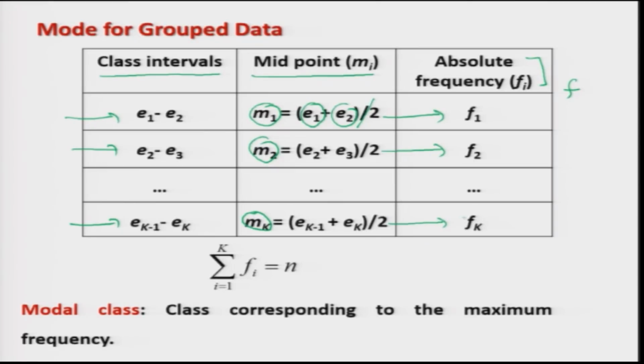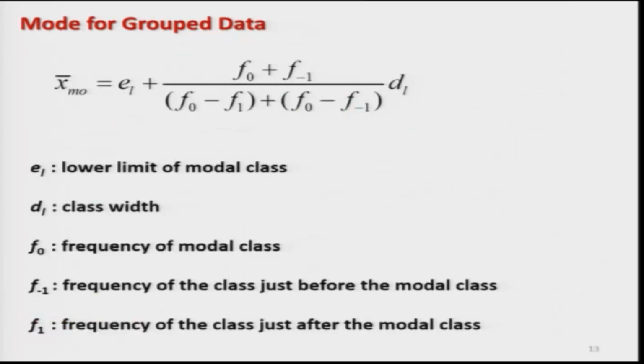Now, what do we have to do? We simply have to find the maximum value among these frequencies, say fm. I have to identify where this fm is lying, and corresponding to it find the value of m, and based on that I will compute the value of the mode. The class where this maximum frequency occurs is called the modal class.